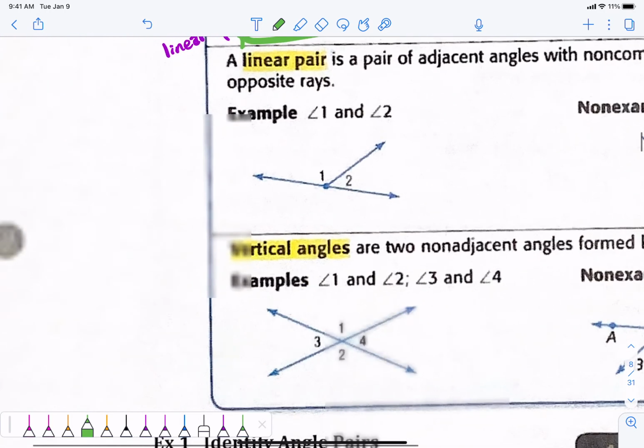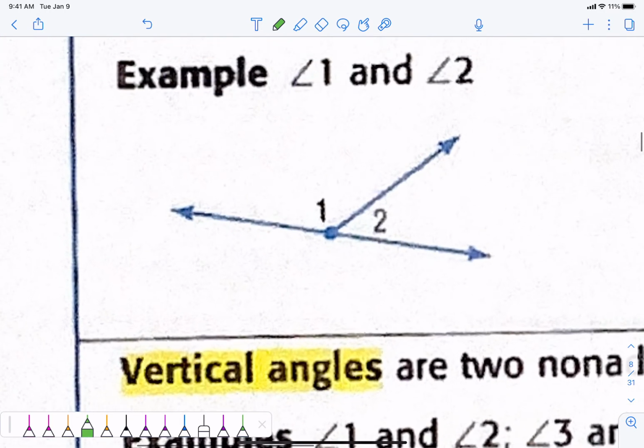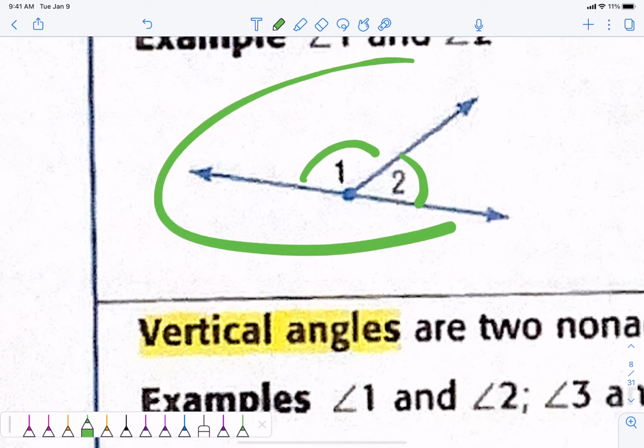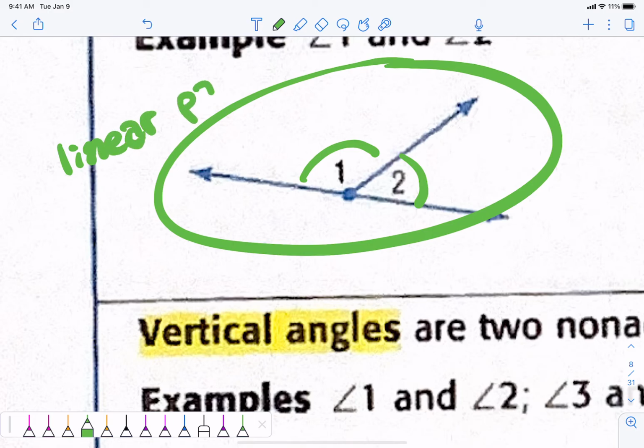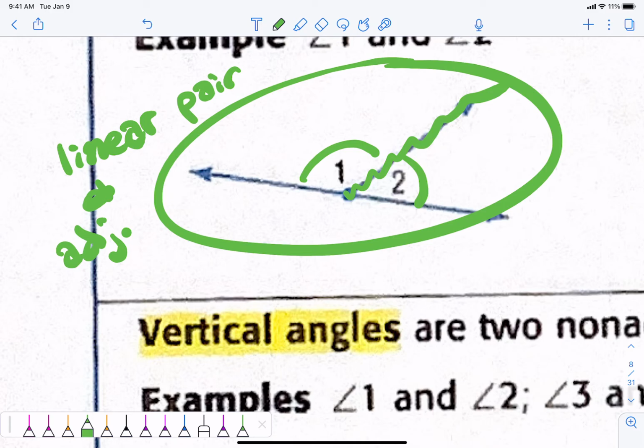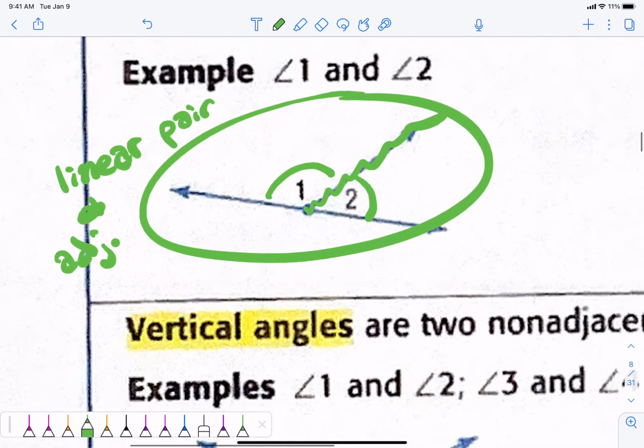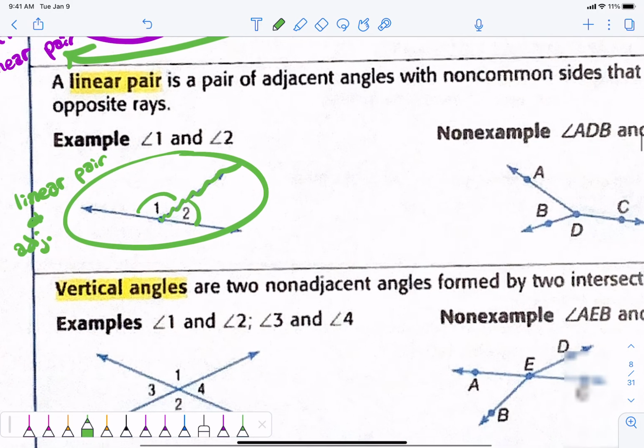All right, so let's go down to linear pair right here. This is an example of a linear pair, 1 and 2. These are also, this is a linear pair, and they are adjacent, right? Are they right next to each other, sharing a vertex and a side? Yeah? Angle 1 and angle 2, linear pair and adjacent. Okay, non-examples.